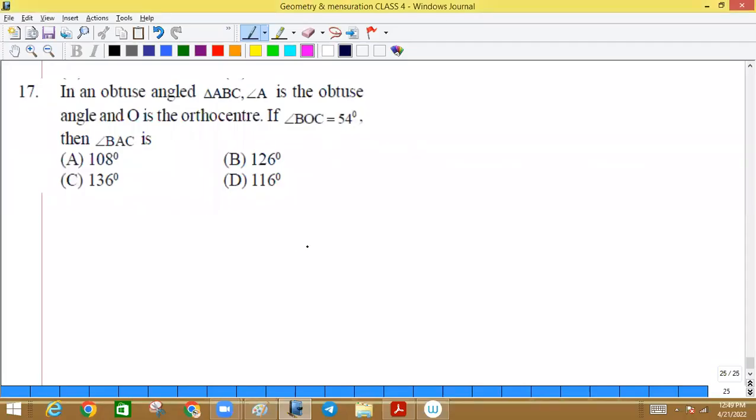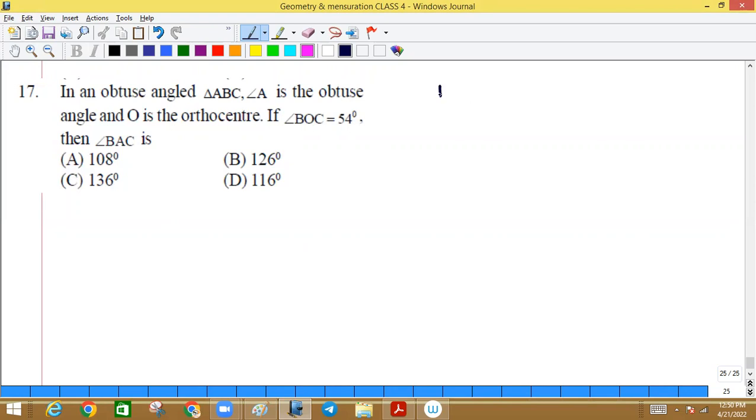In an obtuse angle triangle ABC, angle A is obtuse and O is the orthocenter. Then angle BOC is equal to 54. BOC means the angle at the center, right? Then what is he asking you? He is asking you what is BAC. BAC means angle A.